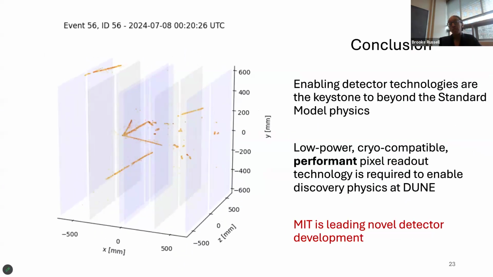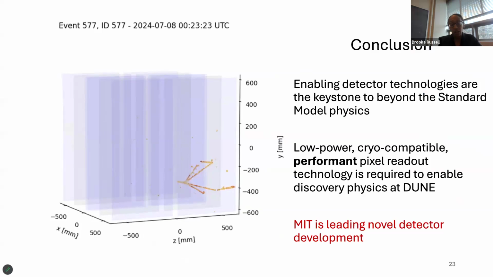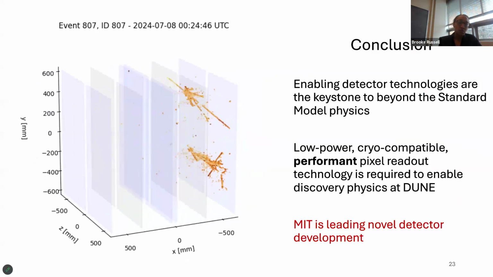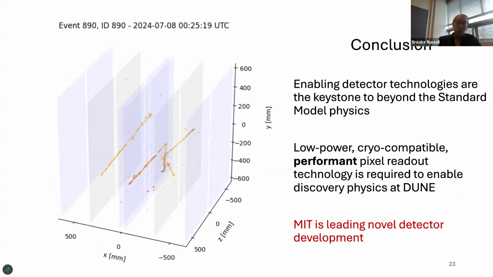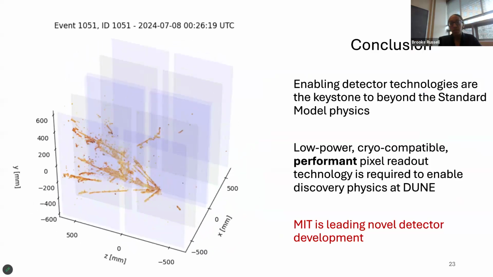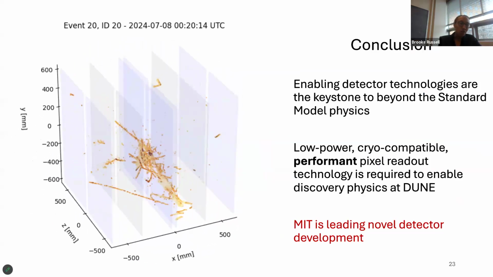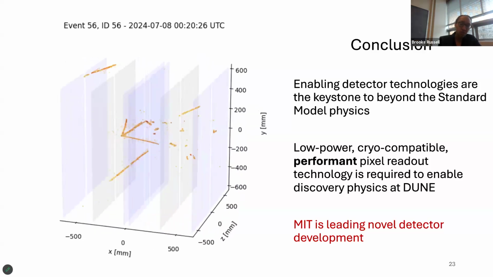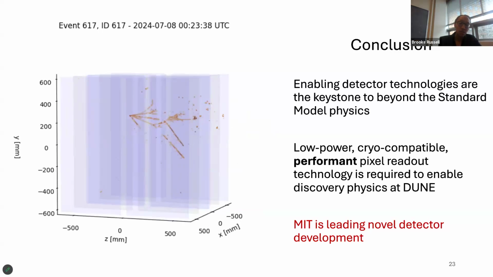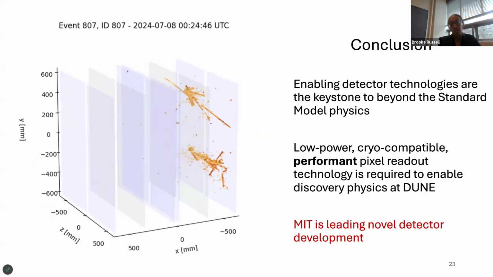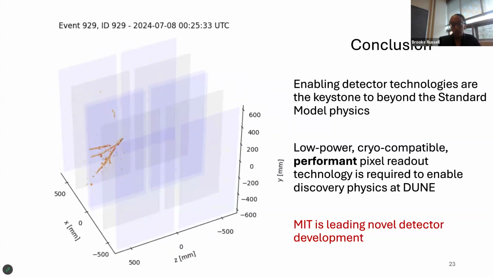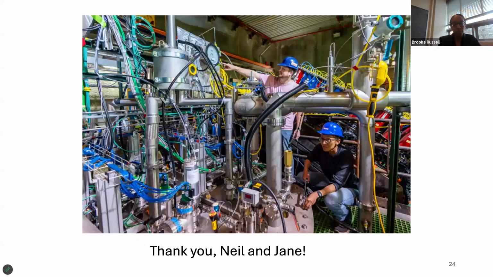So in conclusion, I work on an enabling technology for measuring neutrino oscillation physics. This is beyond the standard model measurement. I've implemented a low-power, cryo-compatible, performant pixel readout technology that's required for the DUNE physics objectives. MIT is among many institutions leading this detector development, and we look forward to exciting data ahead.